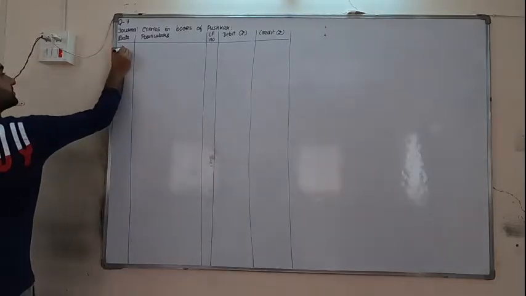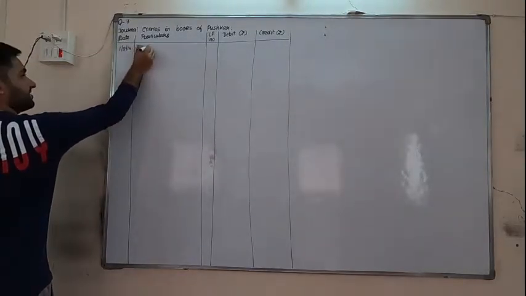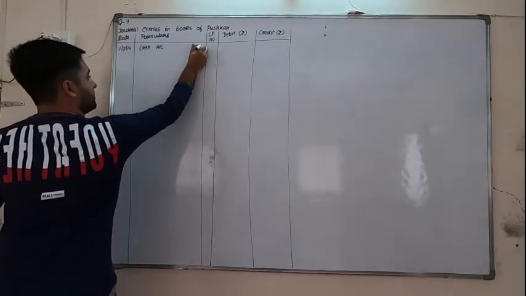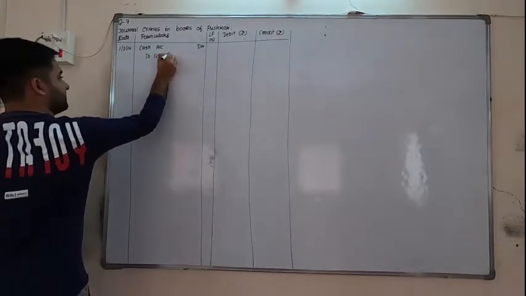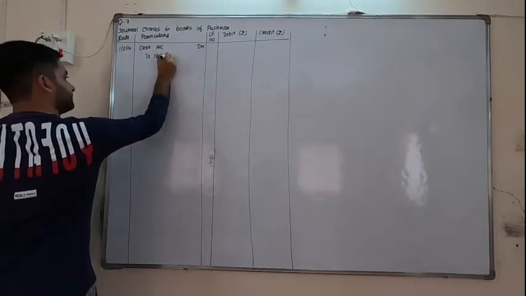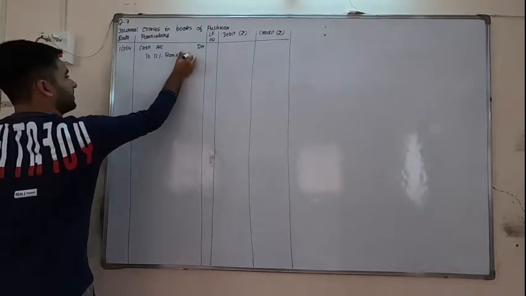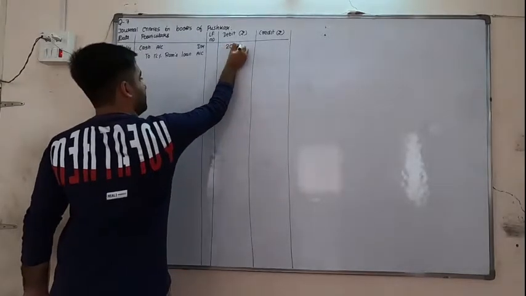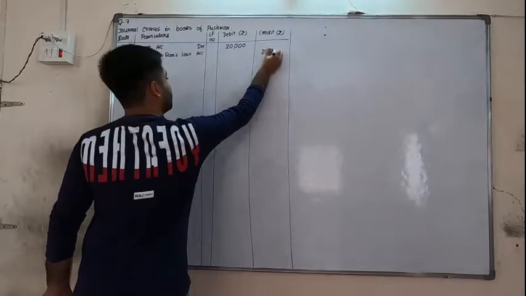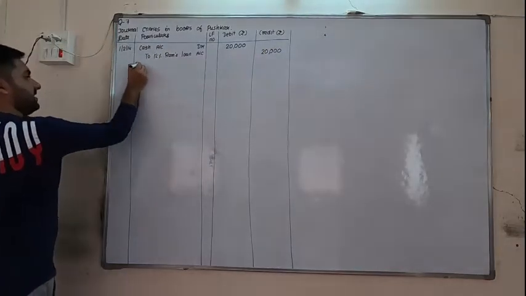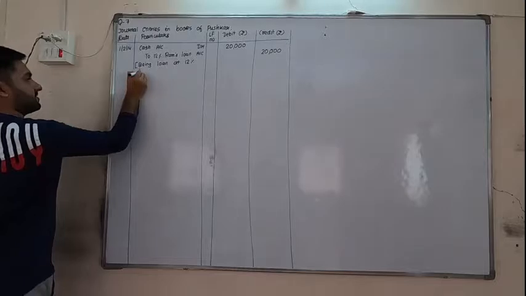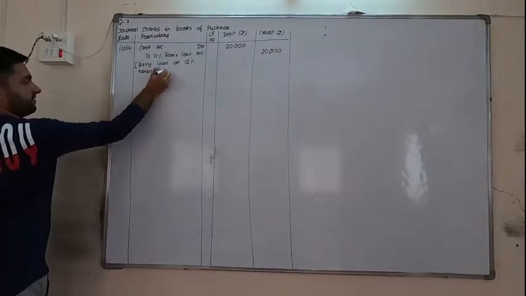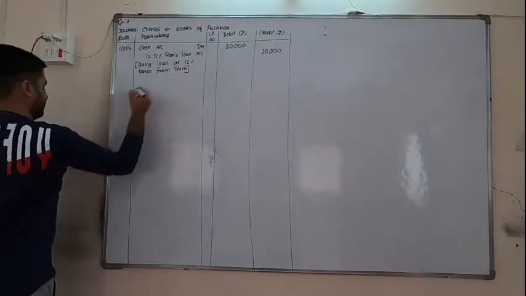So on 1st February 2014, cash is coming in through loan, so cash account debit to 12% Ram's loan account, amount 20,000. Being loan at 12% taken from Ram.